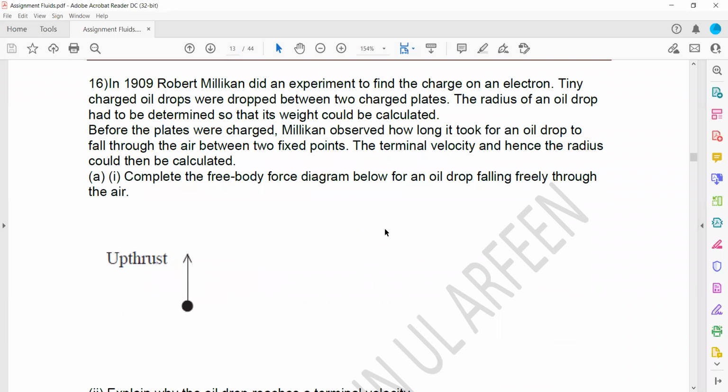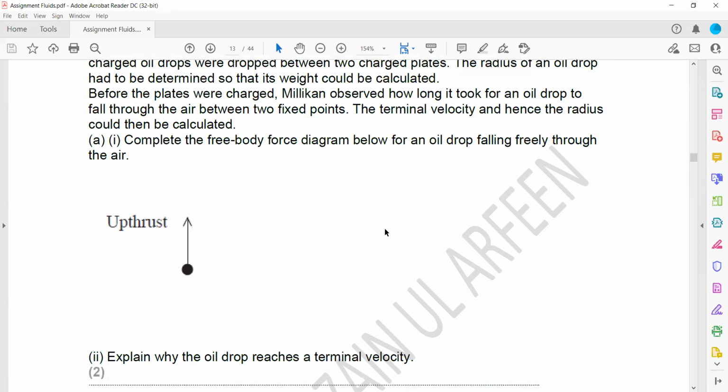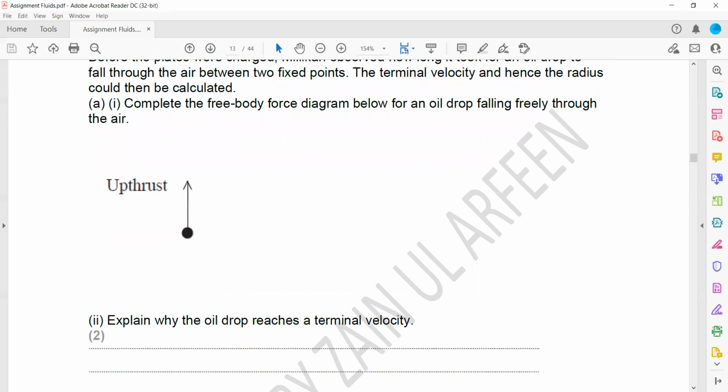In 1909, Robert Millikan did an experiment to find the charge on an electron. A tiny charged oil drop was dropped between two charged plates. The radius of the oil drop had to be determined so that the weight could be calculated. Before the plates were charged, Millikan observed how long it took for an oil drop to fall through air between two fixed points. The terminal velocity, hence the radius, could be calculated. Complete a free body force diagram.